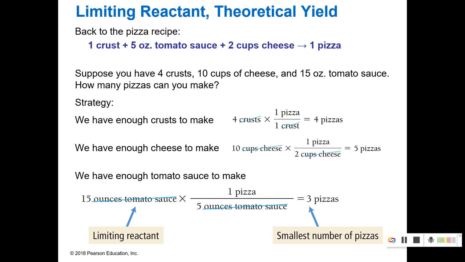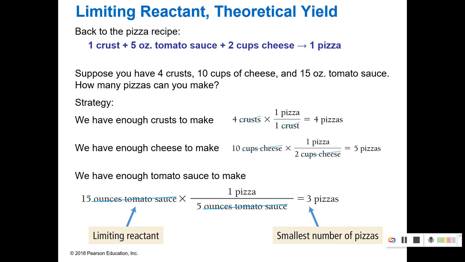All right, so before, if y'all looked at any of those problems, they always said excess of one of the reactants, but now we're going to start getting stuff for every reactant. Okay, so there's going to be one that's going to limit how many we can make.